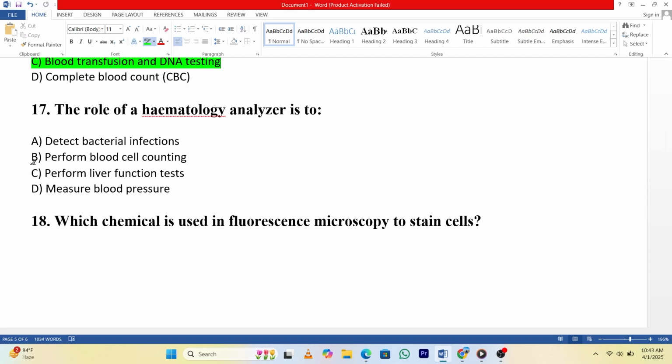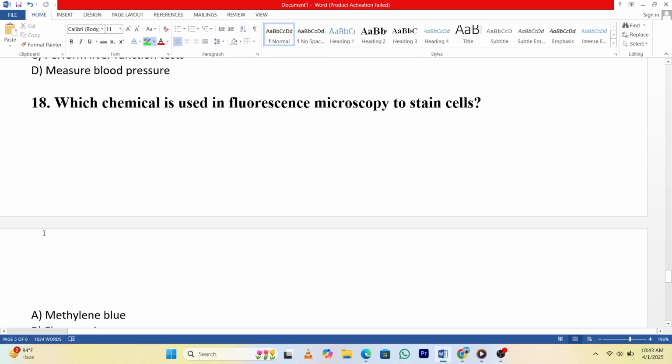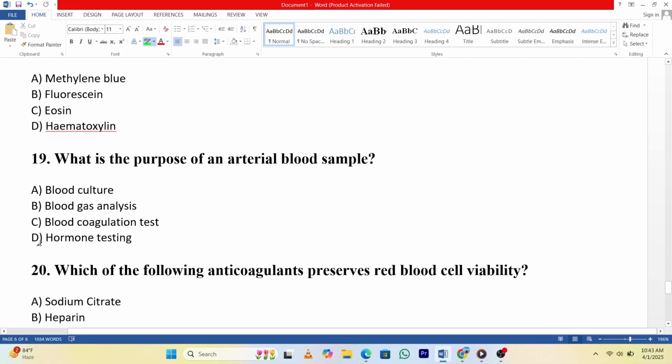C. Perform liver function tests. D. Measure blood pressure. Answer: B. 18. Which chemical is used in fluorescence microscopy to stain cells? A. Methylene blue. B. Fluorescein. C. Eosin. D. Hematoxylin. Answer: B. 19. What is the purpose of an arterial blood sample? A. Blood culture. B. Blood gas analysis. C. Blood coagulation test. D. Hormone testing. Answer: B.